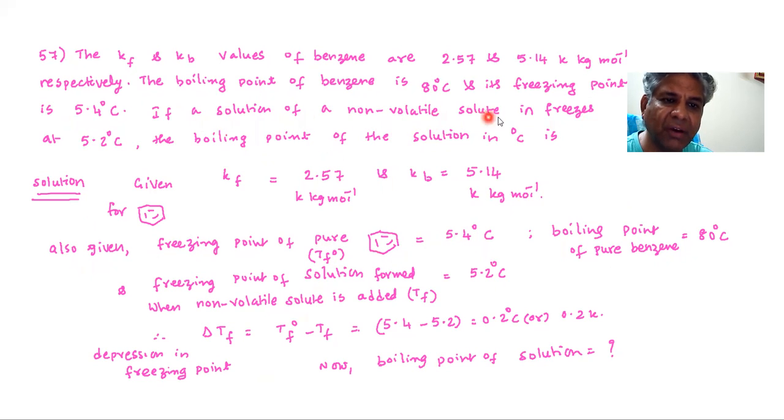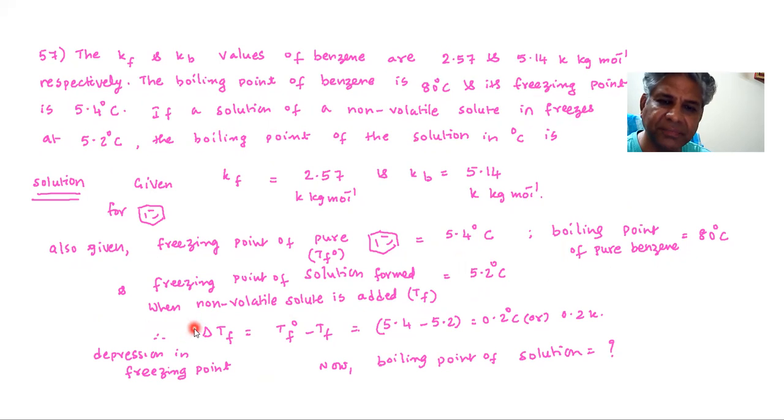If a solution of a non-volatile solute is added, it freezes at 5.2 degrees centigrade. That means when a non-volatile solute is added, naturally you know that there is a depression in the freezing point. So the freezing point of the solution formed by adding the non-volatile solute is 5.2 degrees centigrade, and this is the freezing point of the pure solvent.